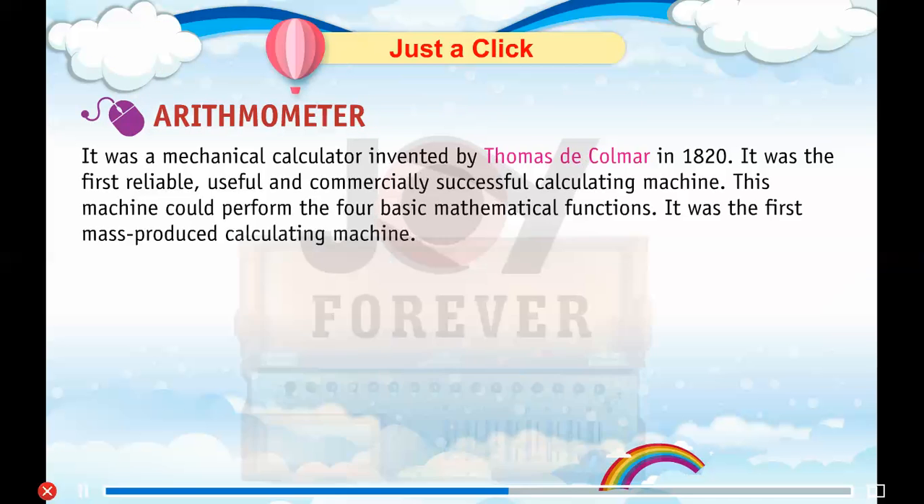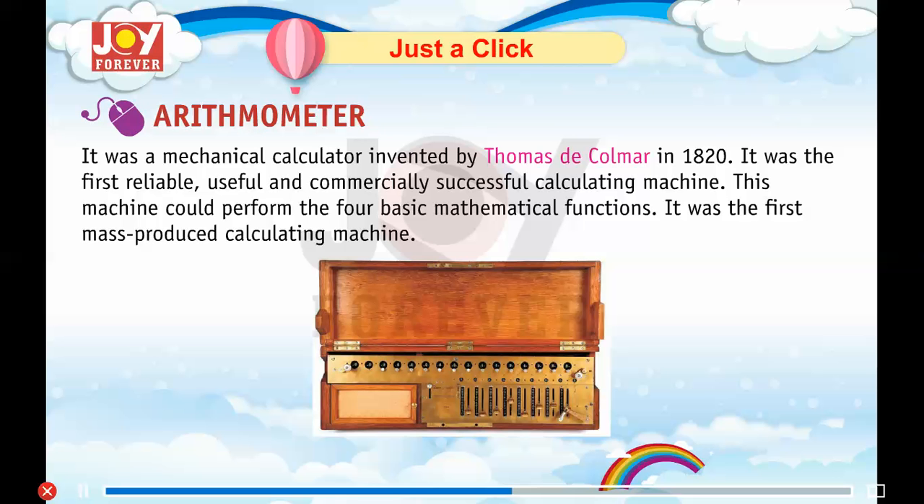Arithmometer. It was a mechanical calculator invented by Thomas de Colmar in 1820. It was the first reliable, useful, and commercially successful calculating machine. This machine could perform the four basic mathematical functions. It was the first mass-produced calculating machine.